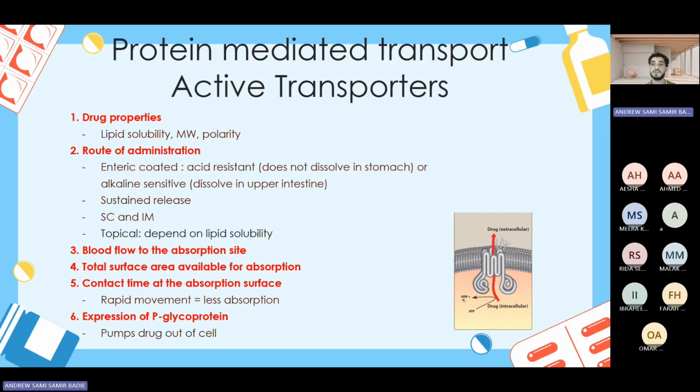Total surface area, the greater surface area, the better. And again, contact time. If you have less time in contact with an organ, this would cause less absorption. And expression of P glycoprotein, I'm not sure if you guys took it in macro yet, but sometimes it's a virulence factor for bacteria. Sometimes we take certain antibiotics and bacteria have this P glycoprotein, which, once the drug enters the bacterium, actually pumps it out of the cell.